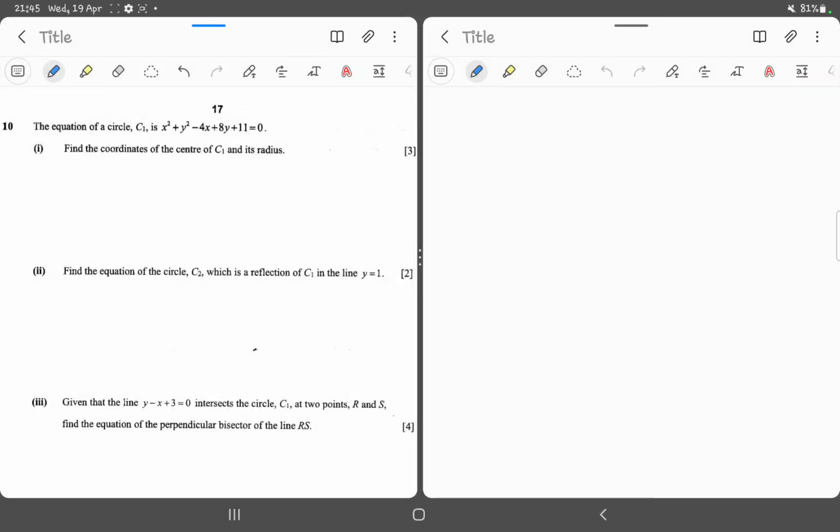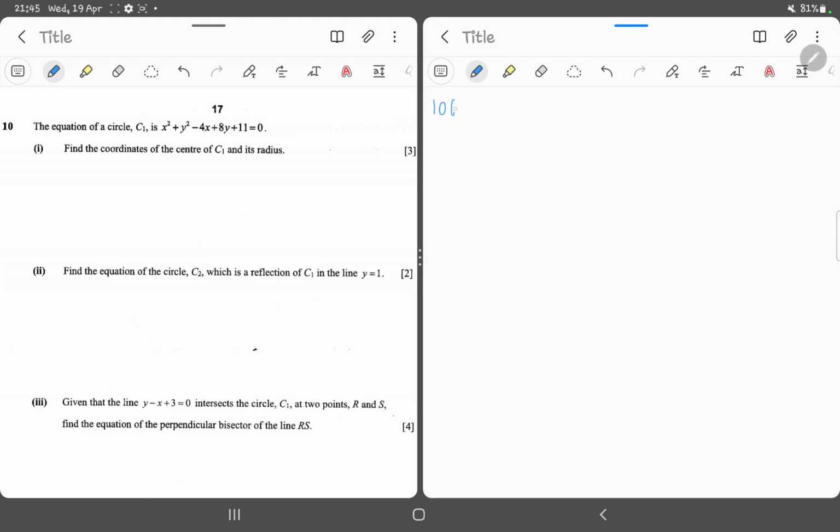So let's do question number 10, on the equation of a circle. The equation of a circle C1 is given by x squared plus y squared minus 4x plus 8y plus 11 equals 0. Find the coordinates of the center of the circle C1 and its radius.